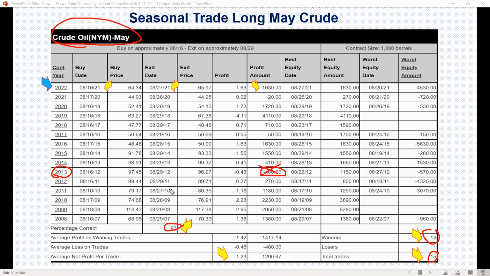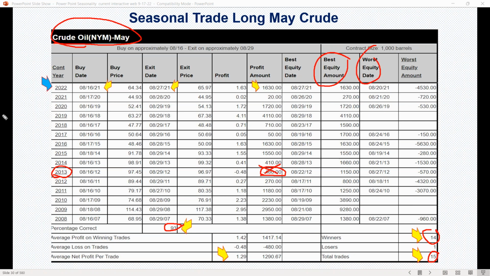And it bought in at 97.45 and then it got out at 96.97. So that was a losing trade, not much, $480 per contract, if you did one contract. And this will give you best equity, worst equity, et cetera. It gives you really great stats.